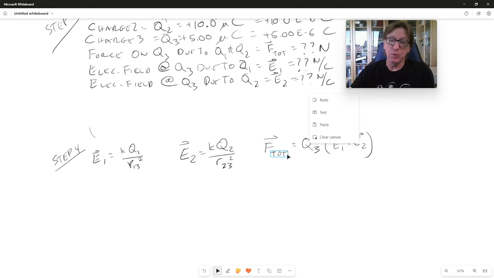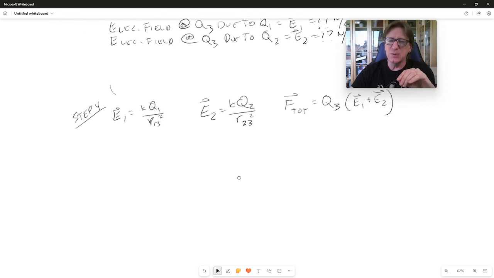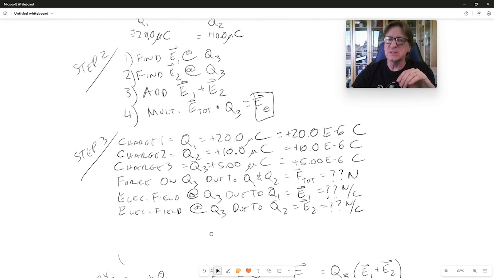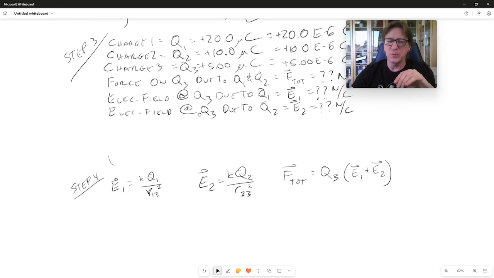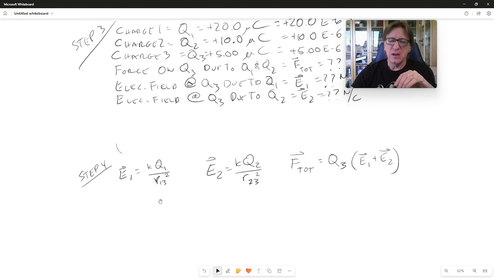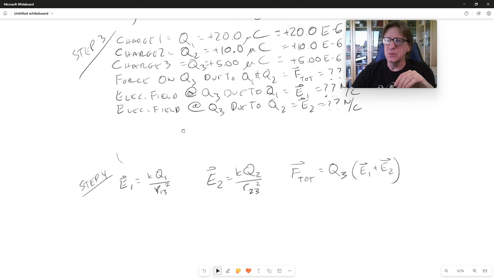Now in this case, because I'm working with vectors, I've got a lot of components, so there's quite a bit of math to do, but none of it is particularly hard. And if you focus on one thing at a time, you won't feel overwhelmed. So let's get started with this. Our plan then was to find E1 at Q3. So let's do that. We're going to need this R12.